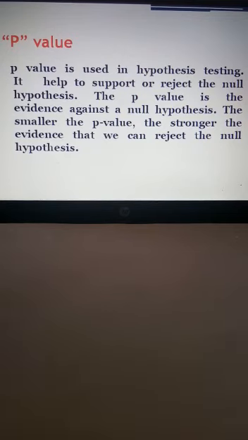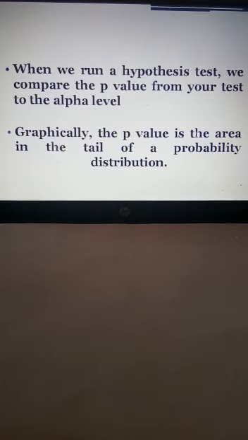On the basis of the calculated p-value, we can either reject the null hypothesis or accept it. So if we have a smaller p-value, then we have strong evidence that we can reject the null hypothesis. And if the p-value is larger, then we cannot reject the null hypothesis.